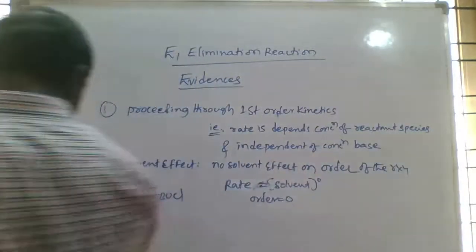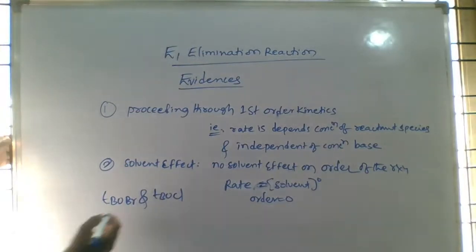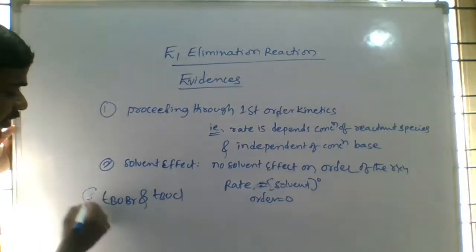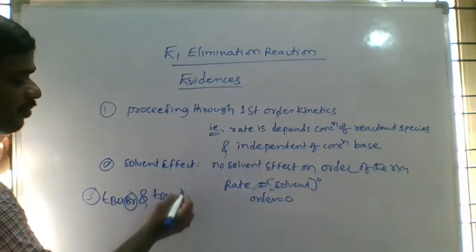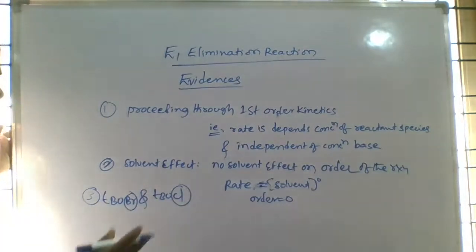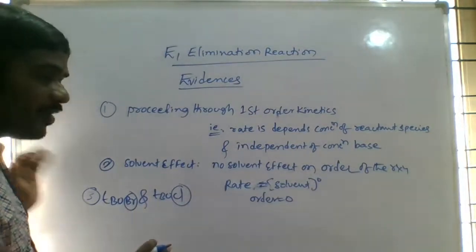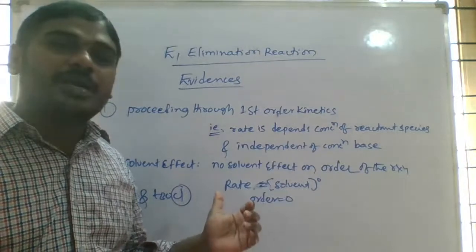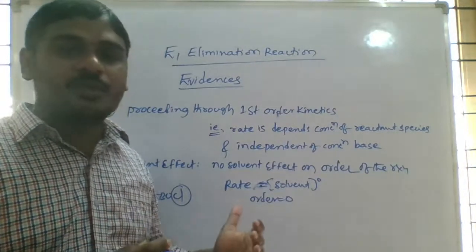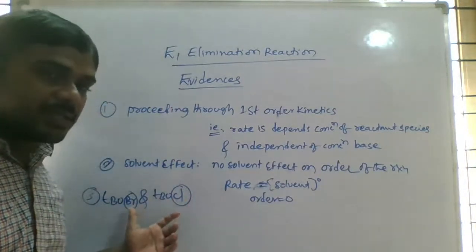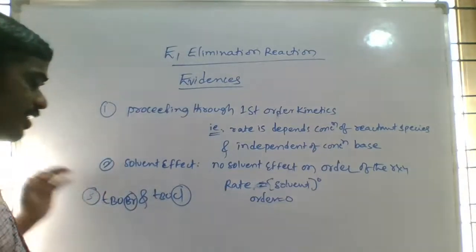So, E1 elimination reaction. Therefore, here the third factor is the leaving group. Here Br is one leaving group. Here Cl is one leaving group. The leaving group mainly affects the step one rate, whether it is fast or slow. That is, it only affects the first step, but not the second step.